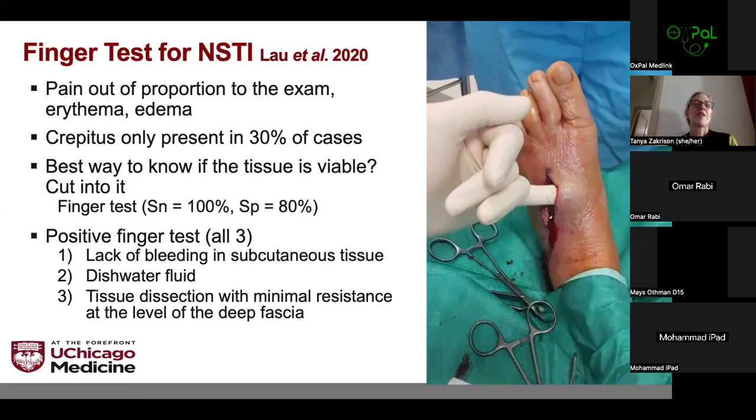So the finger test has 100% sensitivity, meaning if it's negative, I know my patient does not have necrotizing soft tissue infection. So it's very helpful for that. But a positive finger test is all of the three things here: lack of bleeding in the subcutaneous tissue, dishwater fluid, and tissue dissection with minimal resistance.